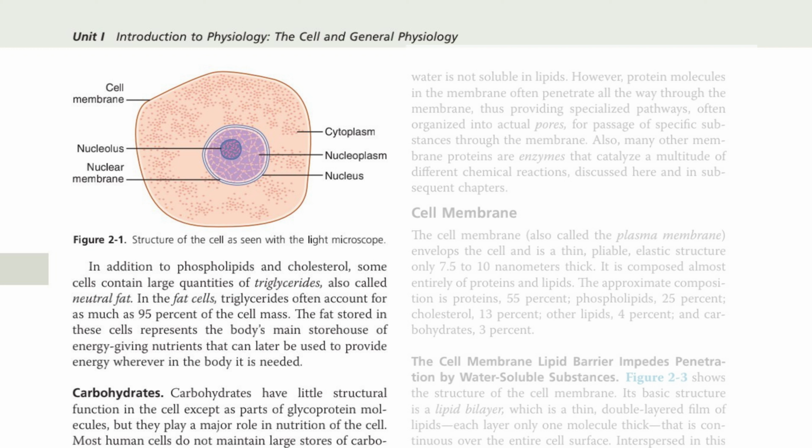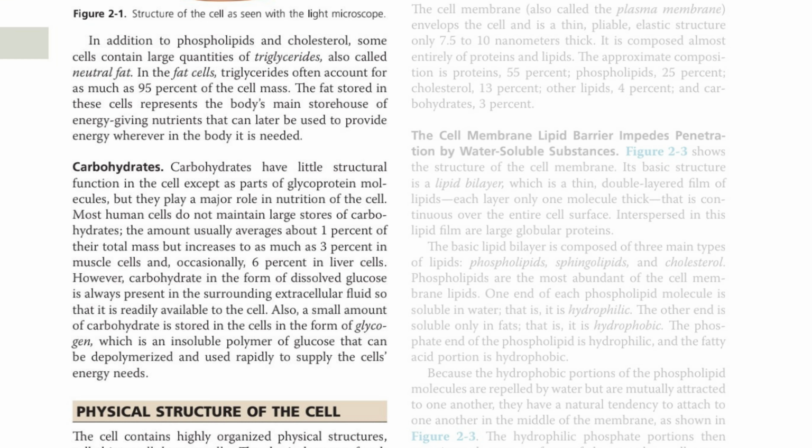In addition to phospholipids and cholesterol, some cells contain large quantities of triglycerides, also called neutral fat. In the fat cells, triglycerides often account for as much as 95% of the cell mass. The fat stored in these cells represents the body's main storehouse of energy-giving nutrients that can later be used to provide energy wherever in the body it is needed.